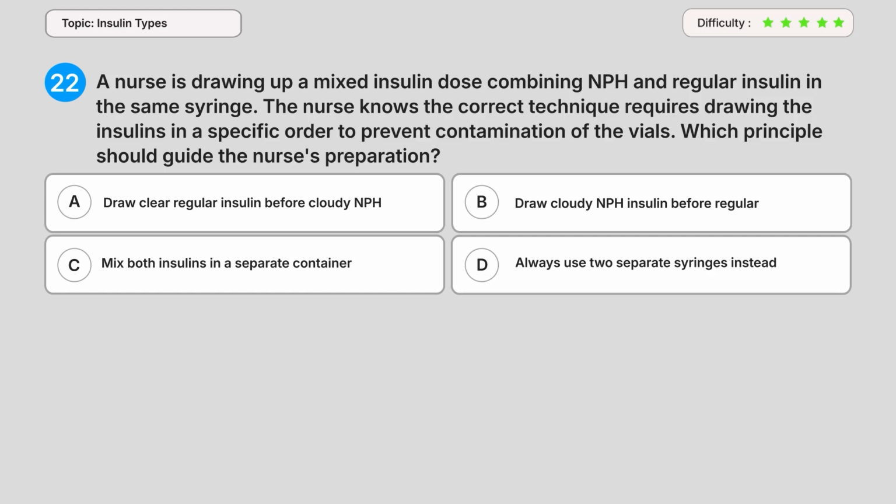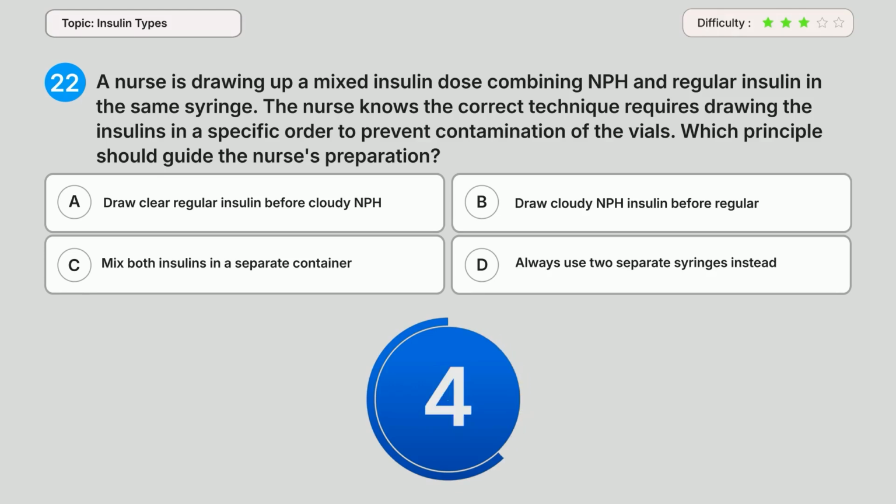A. Draw clear regular insulin before cloudy NPH. B. Draw cloudy NPH insulin before regular. C. Mix both insulins in a separate container. D. Always use 2 separate syringes instead. Do you know the answer?